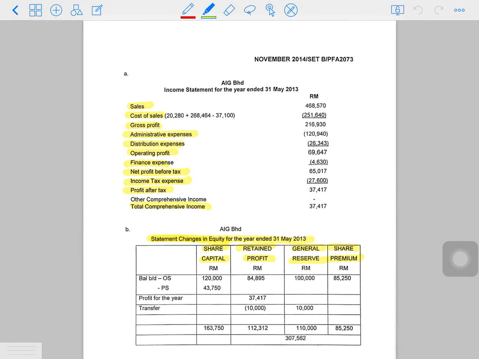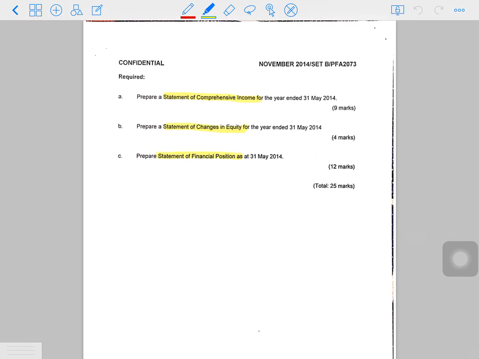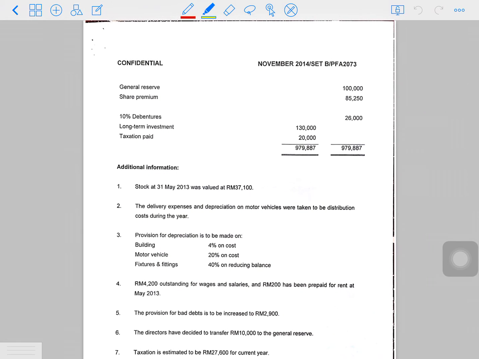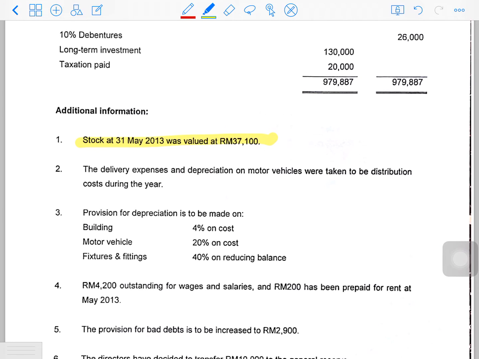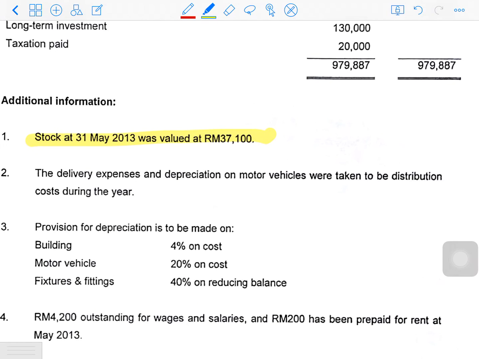Once you have prepared the skeleton of all the statements, then you have to go through the additional information one by one. Number one is stock, the additional information with regard to the closing stock. Here we have closing stock at 31st May 2013 valued at 37,100.